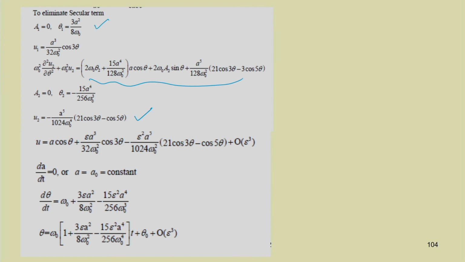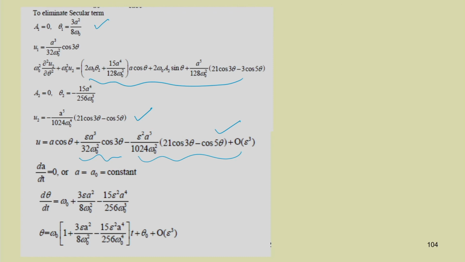By substituting all this, one can get the solution in this form, that is u equal to a cos theta, with this term for u1 and this term for u2, as we have taken u equal to a cos theta plus epsilon u1 plus epsilon square u2. By substituting this u1 and u2, one can get this, and here we got the condition that dA by dt equal to 0. So, a equal to a0 is constant.